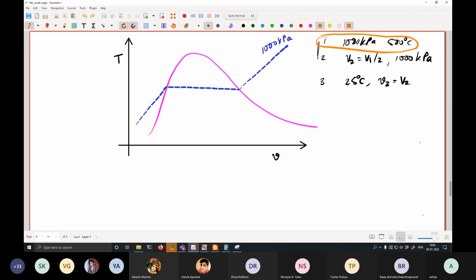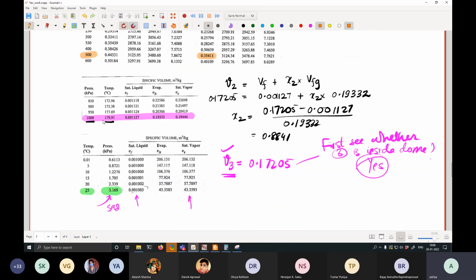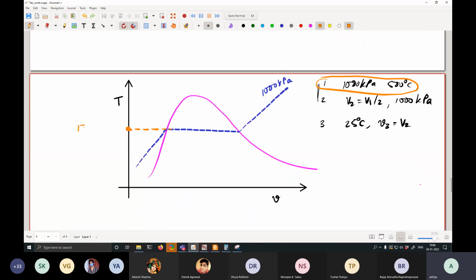Yes, sir. So I will try to find No, Tushar, first of all, what is this temperature? We have already found, it's 500 degrees Celsius. No, this is not 500 degrees Celsius. This temperature corresponds to the saturation temperature at 1000 kilopascal. So what is that? We have just found it out. Very good. So this is 179.91 degrees Celsius. So correspondingly 500 degrees Celsius will be somewhere over here, right, Tushar? Yes, sir, above. So it will be in the superheated region. So this is point 1?